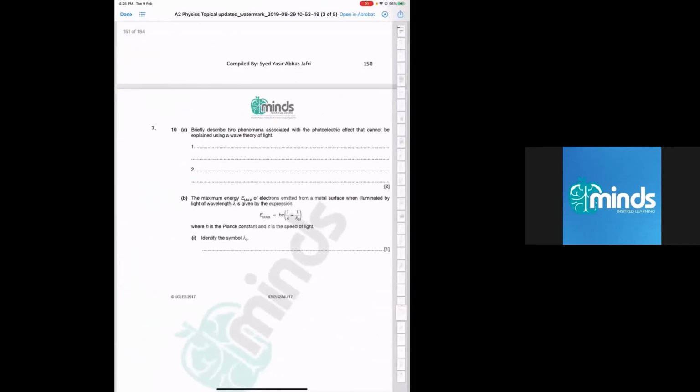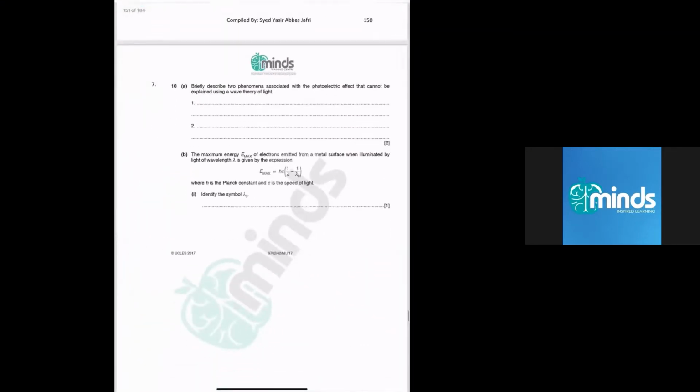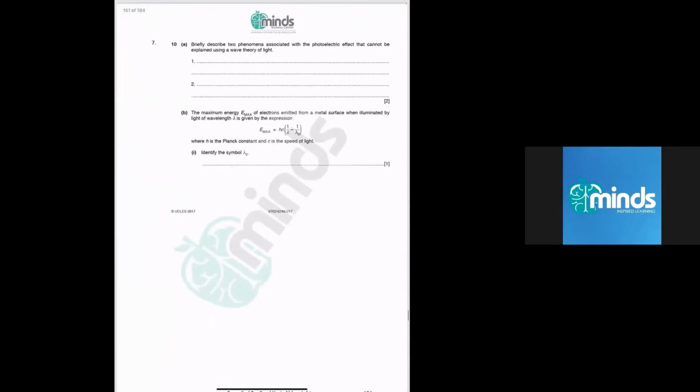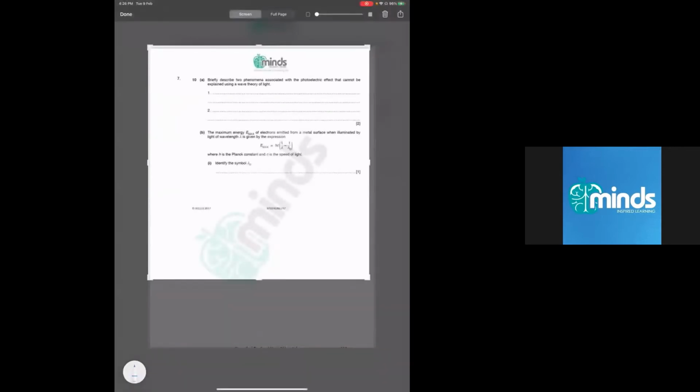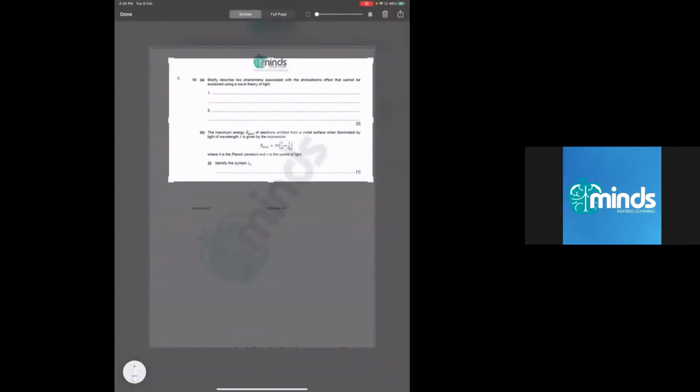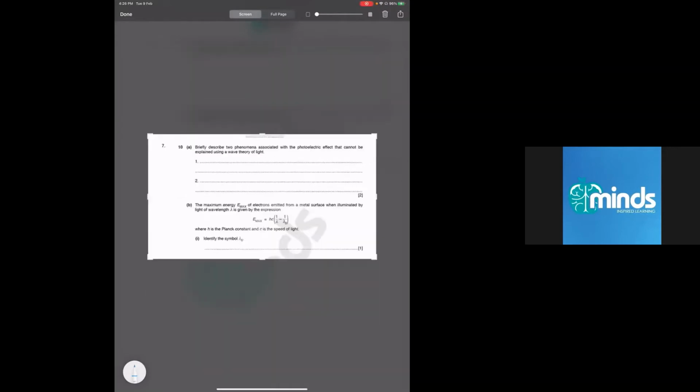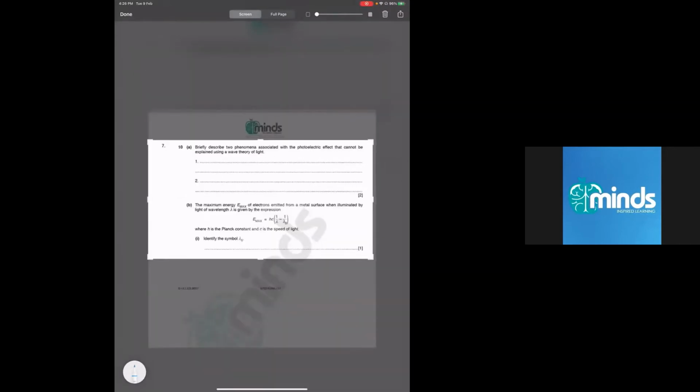Those who got the booklet, this is question number 7, page 151. Question 7, page 151. And those who don't have the booklet, they can see the question on the screen.